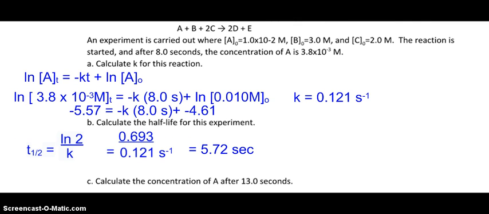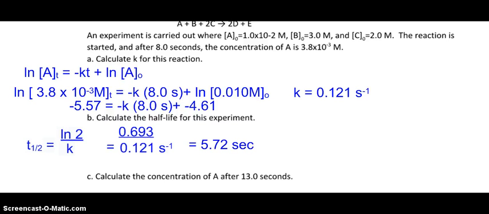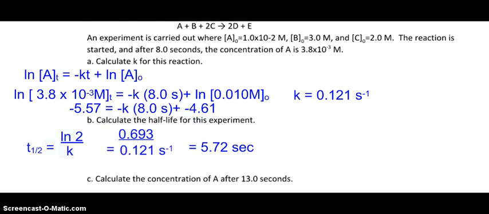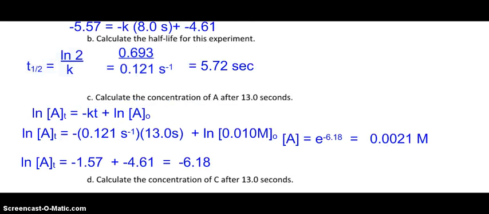So now it says calculate the concentration of A after 13 seconds, okay? So again, why don't you try this first? Pause this and see how you do. So I put out all the work for you. Hopefully you got A is equal to e to the -6.18, which is 0.0021, which again makes a lot of sense because how many half-lives is that? It's a little over 2 half-lives. So I should be a little bit less than 0.0025, which this number is. So again, this makes a lot of sense.